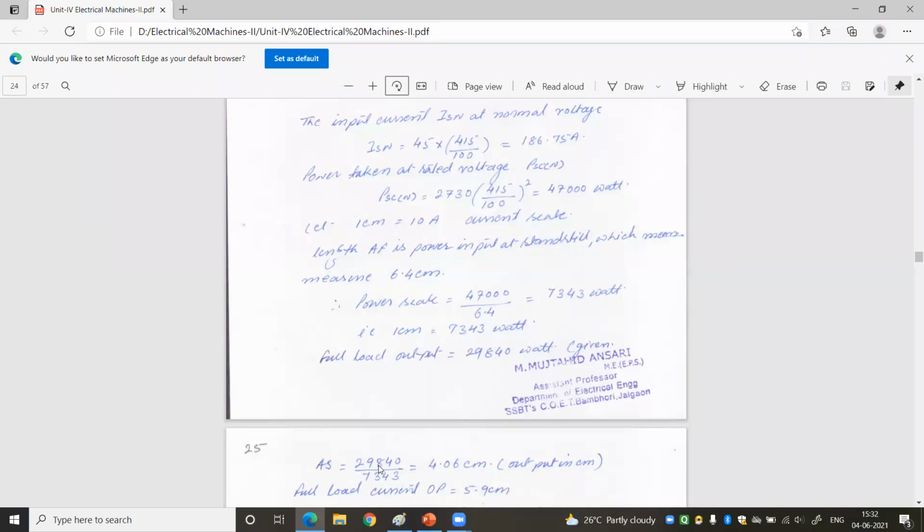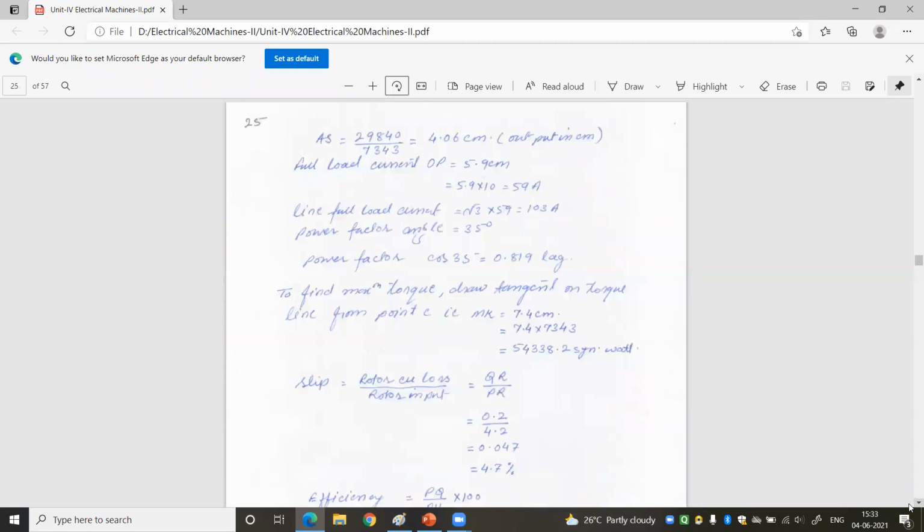So 29,840 divided by 7,343 gives 4.06 centimeter as the output power. And from the point S, if you draw a line parallel to the output line, it will give the operating point P. Once we get the operating point, it is quite possible to calculate the full load current: the length of the line O to P, multiplied by the current scale. So it becomes 59 ampere.